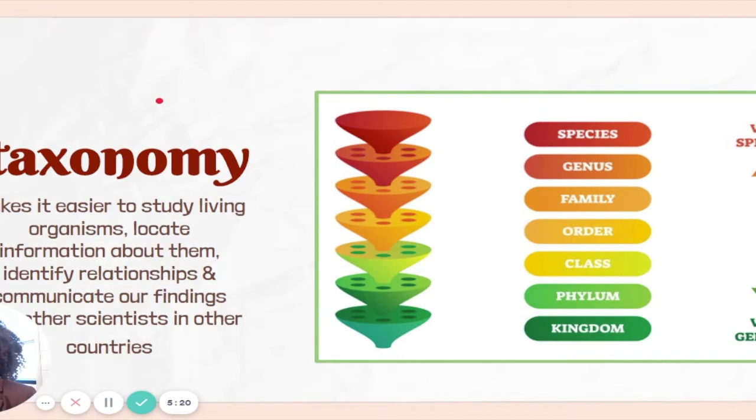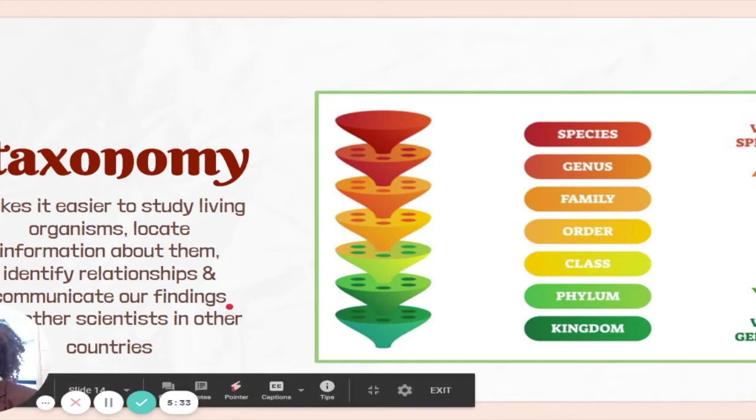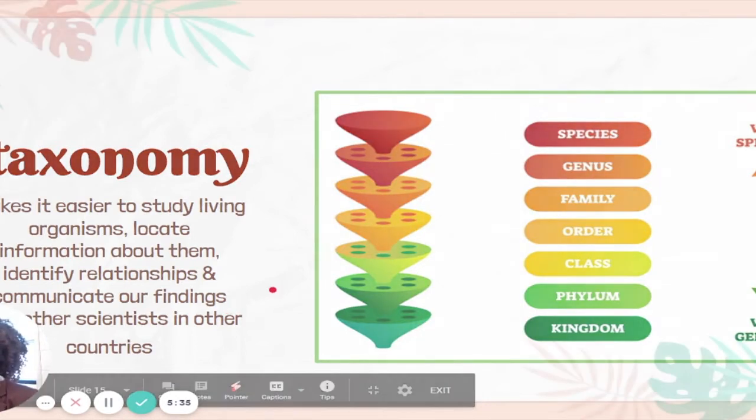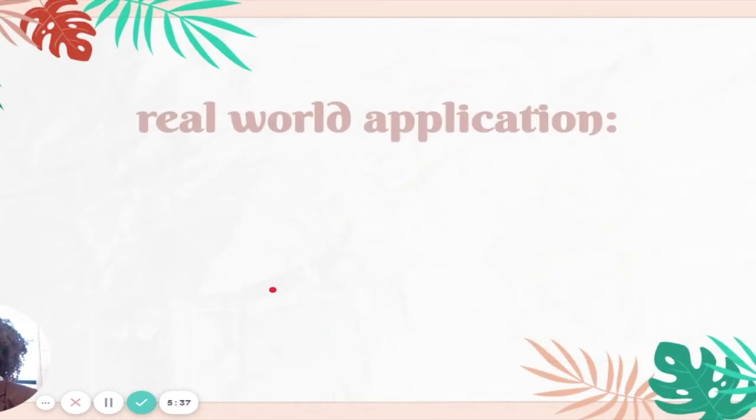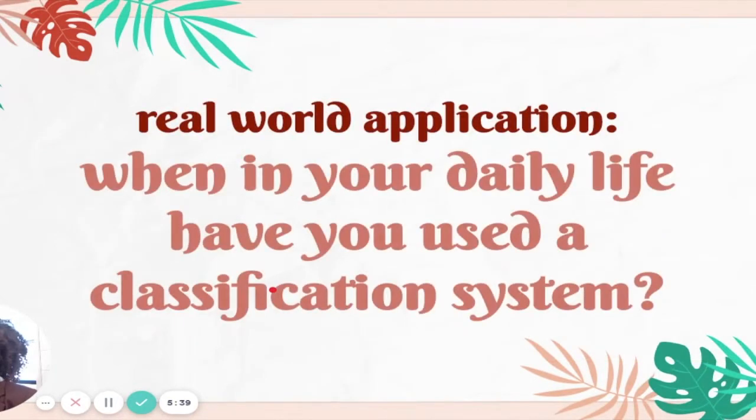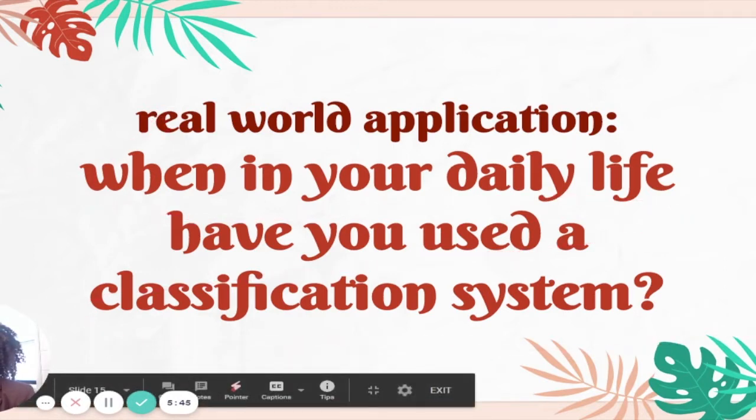The reason why taxonomy is so important is because, again, it makes it easier to study living organisms, locate information about them, identify relationships, and communicate our findings with other scientists, even if they're in other countries. So, again, think back to that. Well, I'm ahead of myself. So, in the real world, when have you used a classification system?